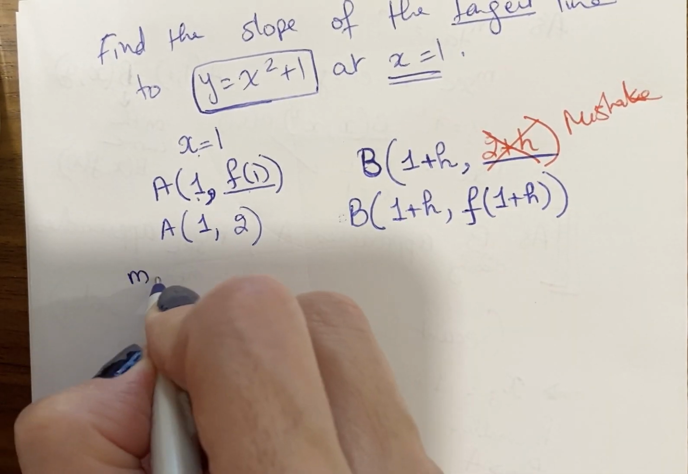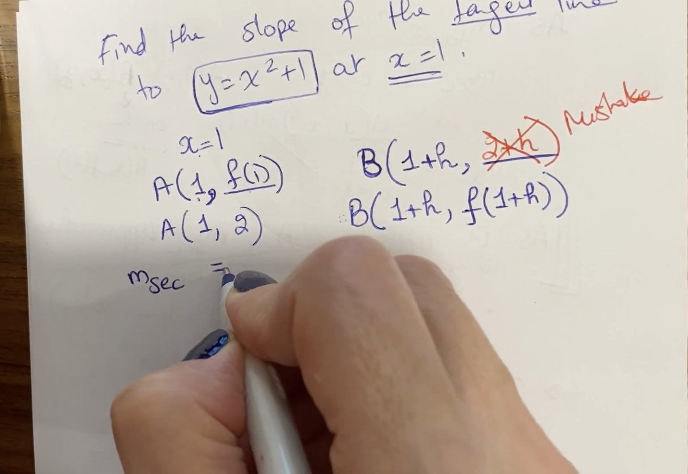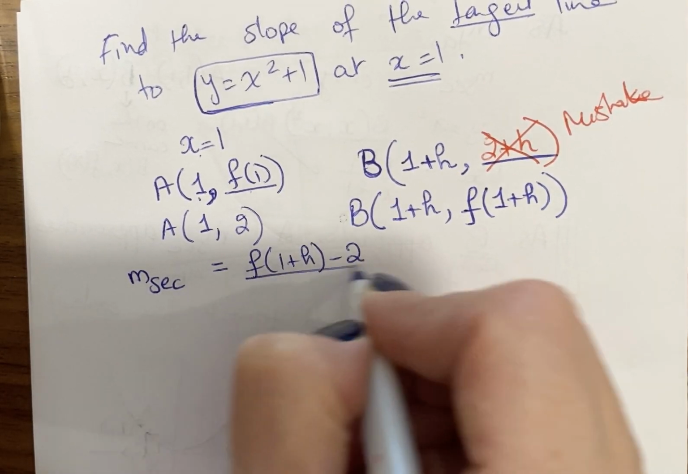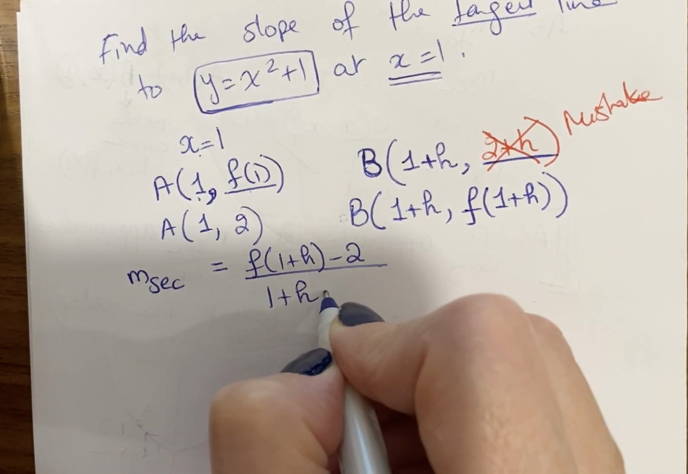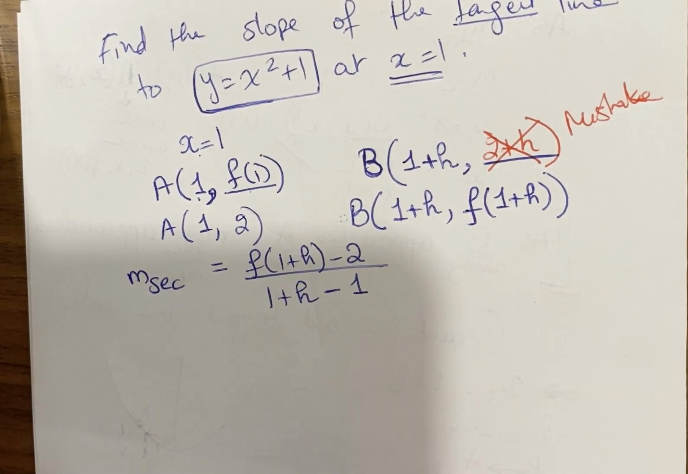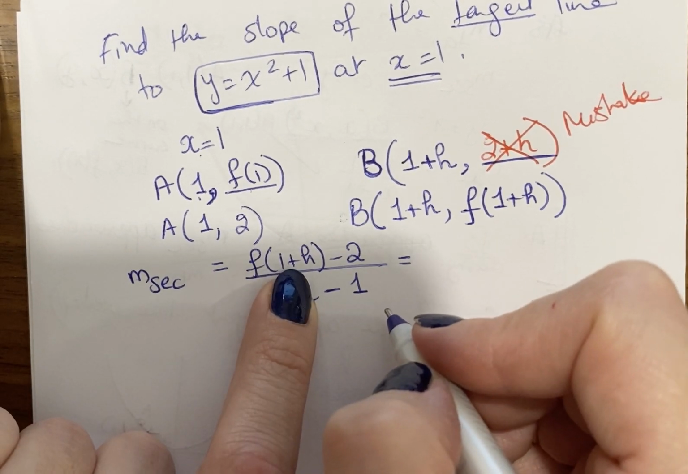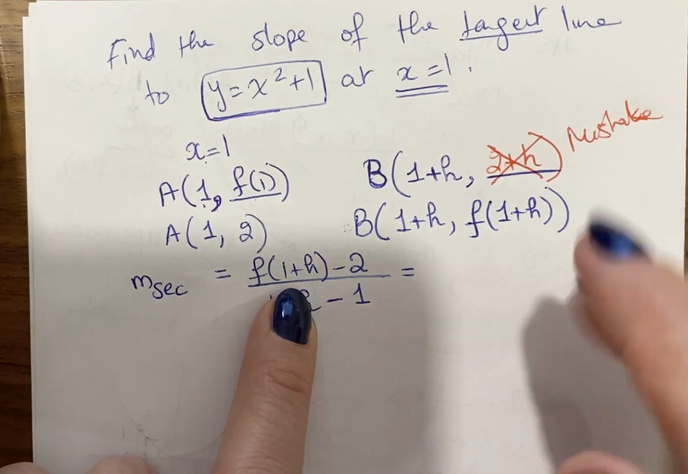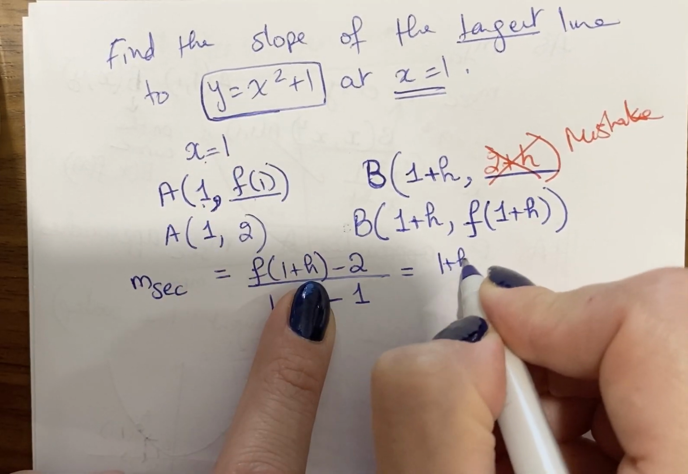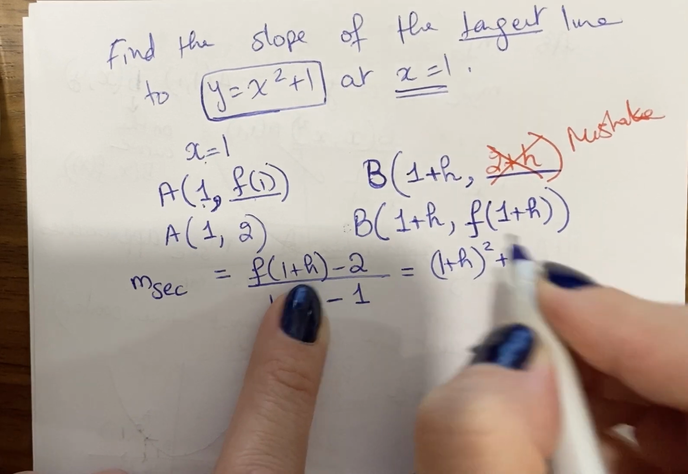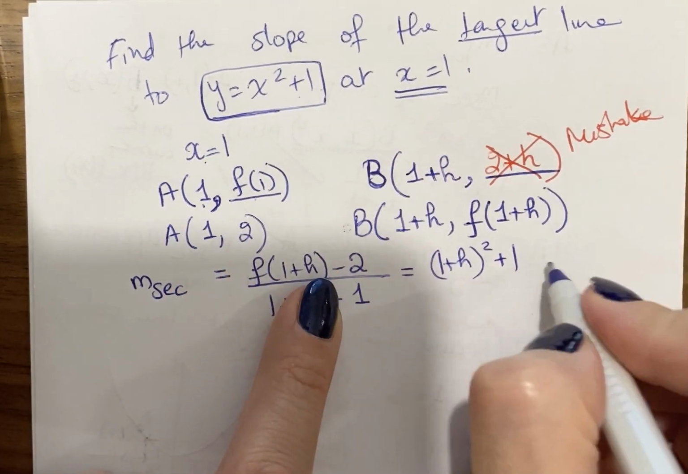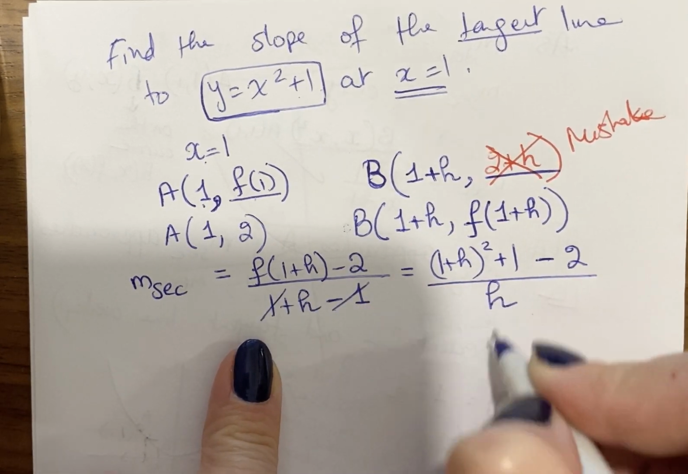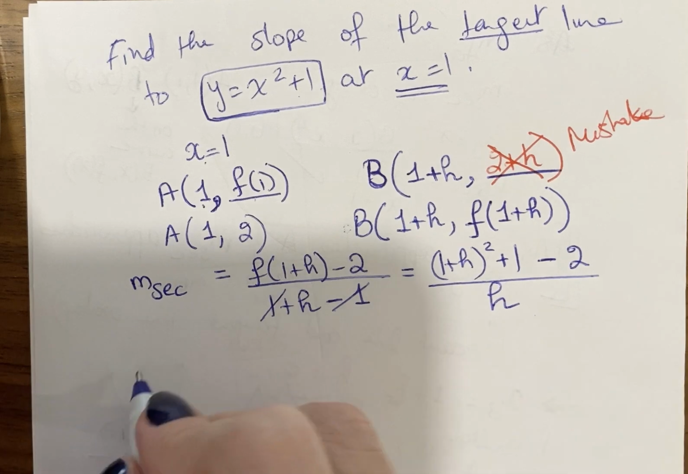So now what does the slope of the secant joining A to B become? y2 minus y1 over x2 minus x1. This is f of 1 plus h. Where will we find it from? We will find it from the function. So I don't have to worry about it. It's just a substitution. So 1 plus h squared plus 1, minus 2 over 1 plus h minus 1, the 1 minus 1 cancels. What do we have left? h.